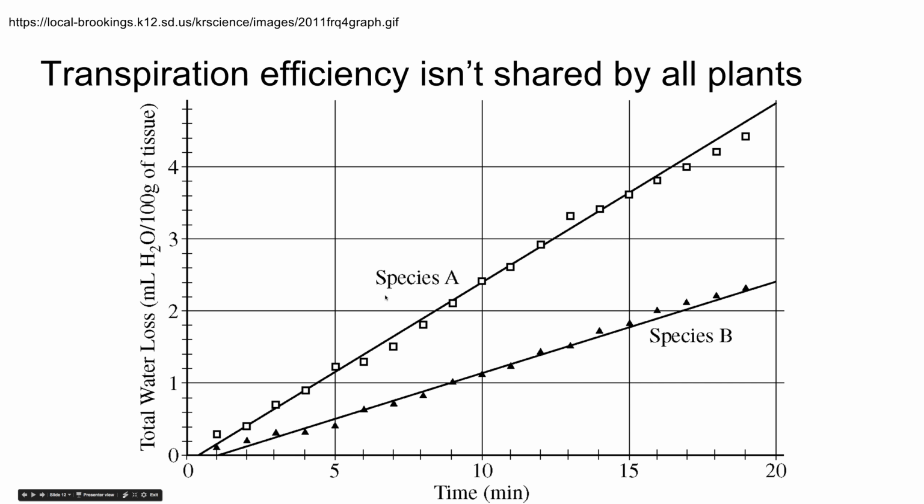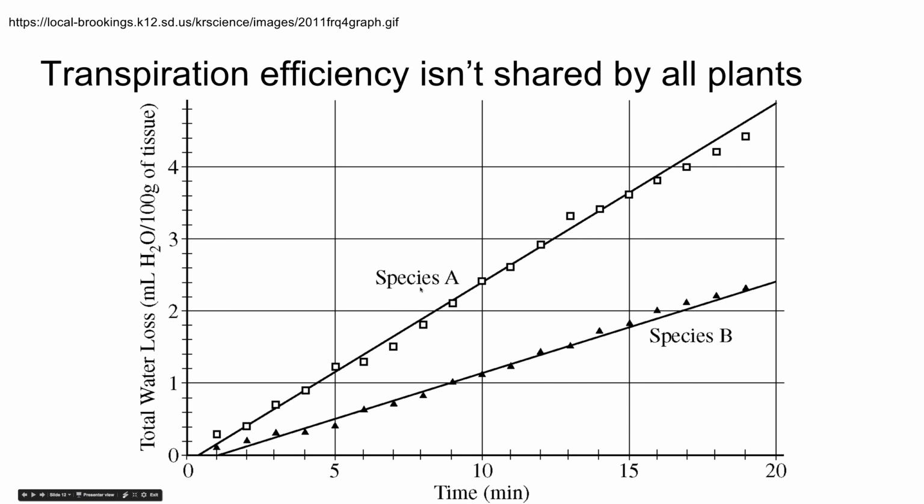But not all species will lose water the same way. We know this. Oh, I want to point out one other thing. It's water loss here on the dependent axis. This is written in a very odd way. It says milliliters of water lost per 100 grams of tissue. Well, why would you do that?